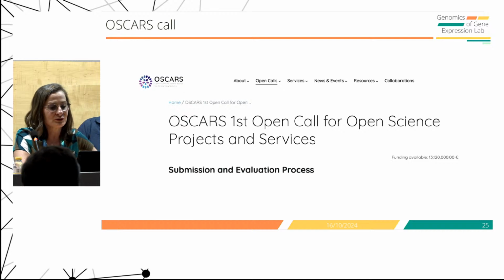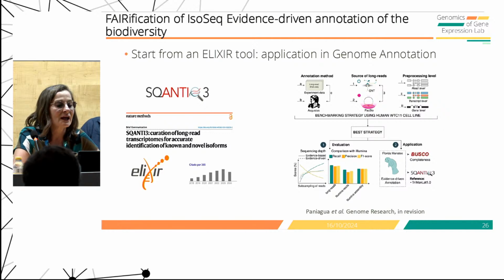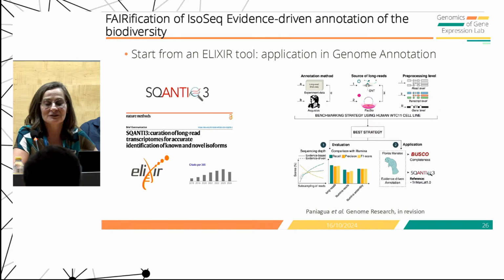So that was the first open call, and then how I approached this. What I proposed is to do something on verification, also related to long reads transcriptomics applied to the annotation of the biodiversity. And verification is important for open science, right? Because it's all about the standards. So I started with FAIR in my title, and they thought that it was good.